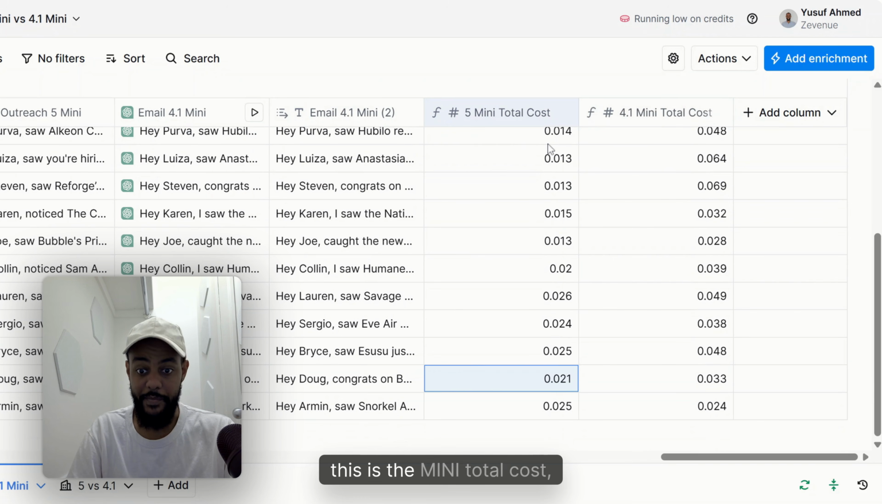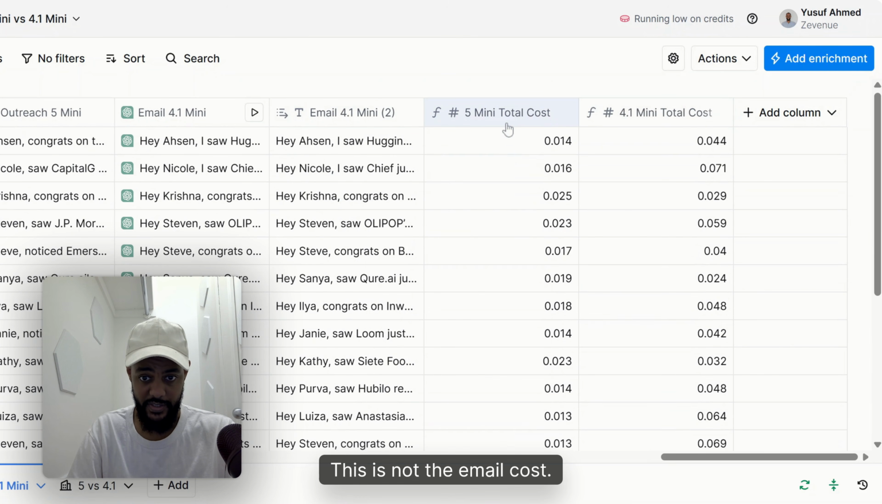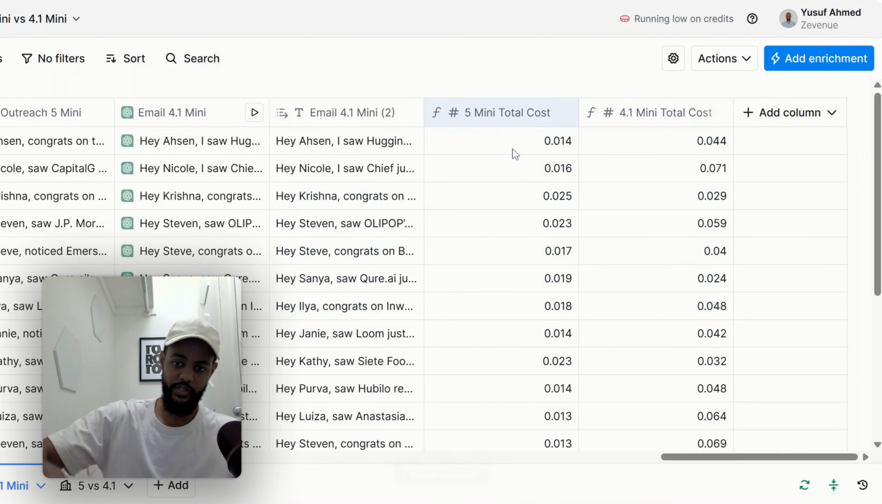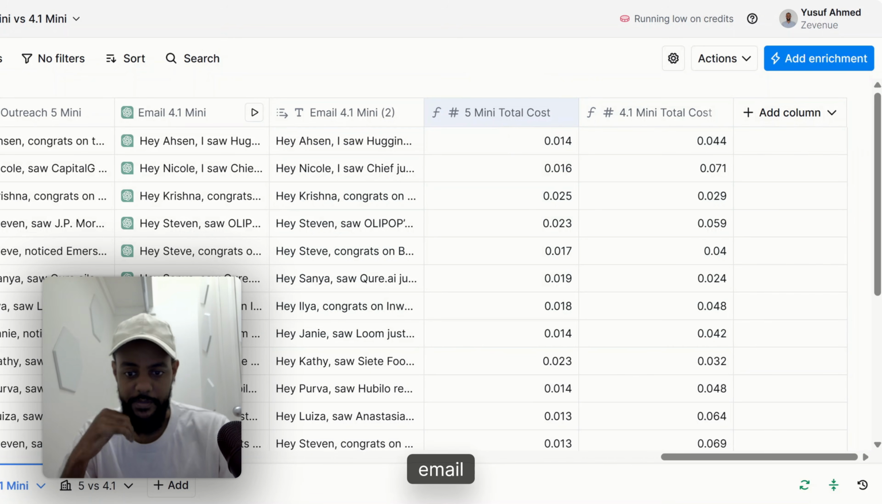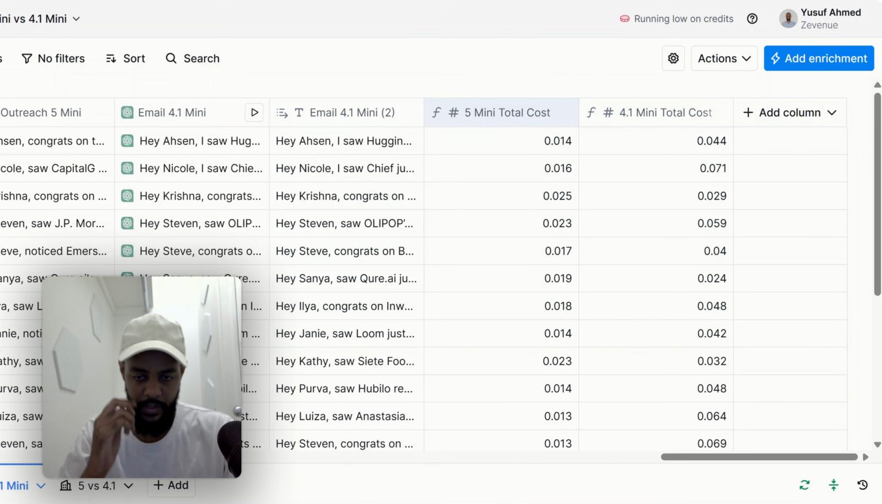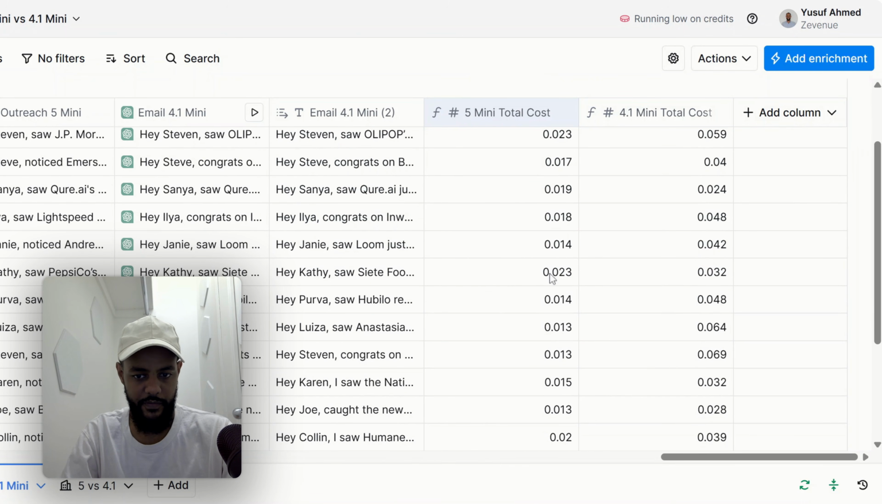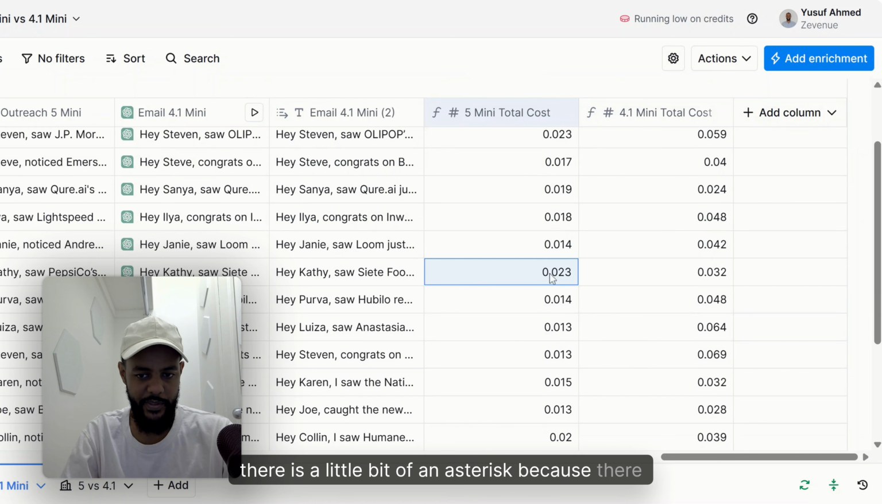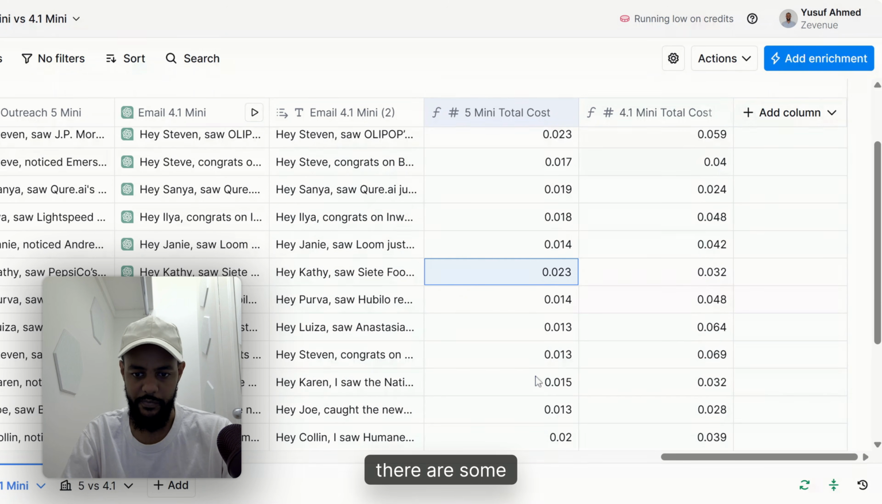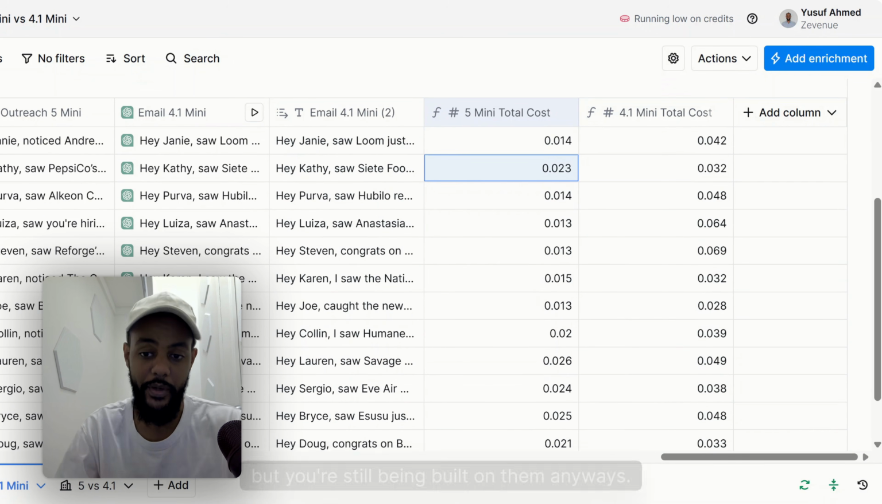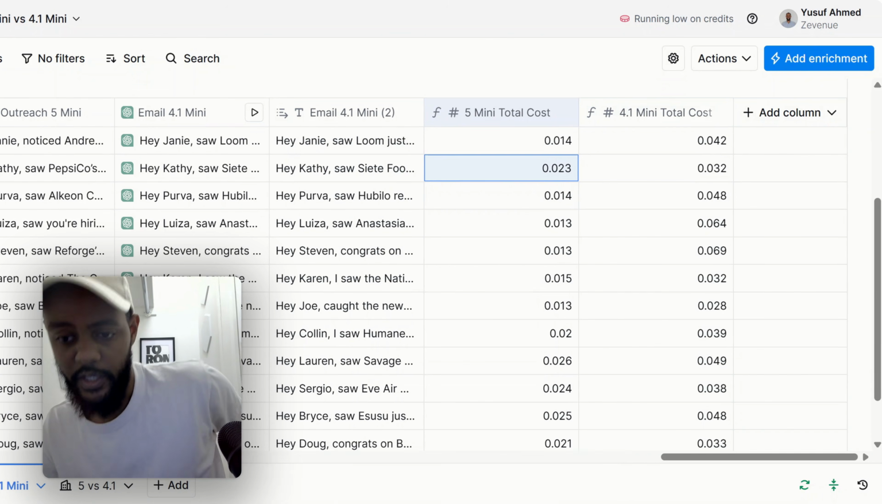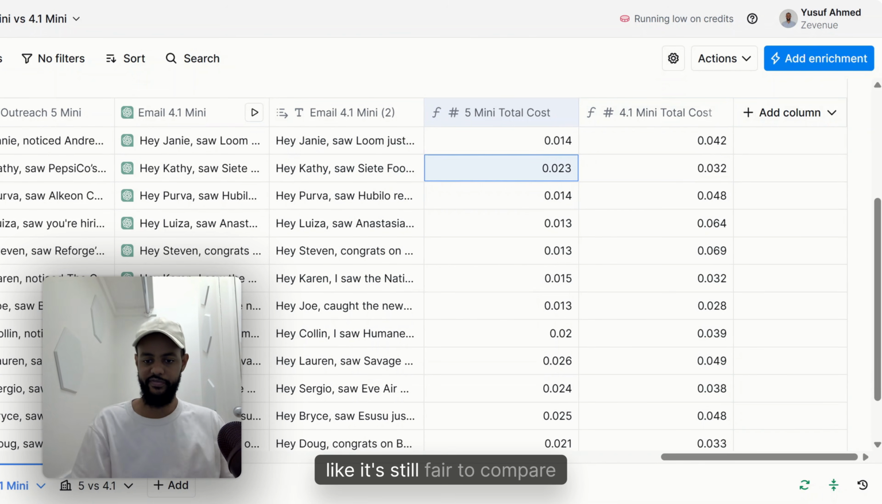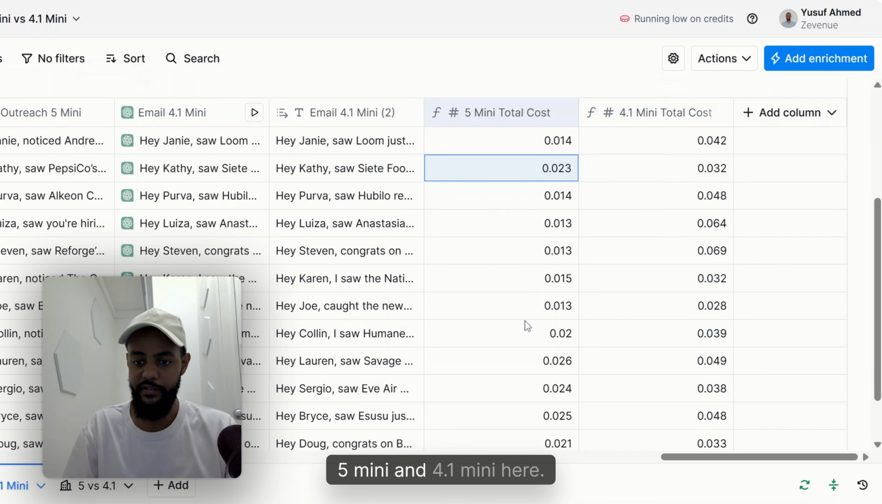GPT-5 mini does consistently come under, but it is a little bit off because this is the mini total cost, right? This is not the email cost. This is everything: research plus the actual email that we've sent. There is a little bit of an asterisk because there are some columns where it wasn't able to pull, but you're still being billed on them anyways. So it's not that much of an asterisk. It's still fair to compare 5 mini and 4.1 mini here.